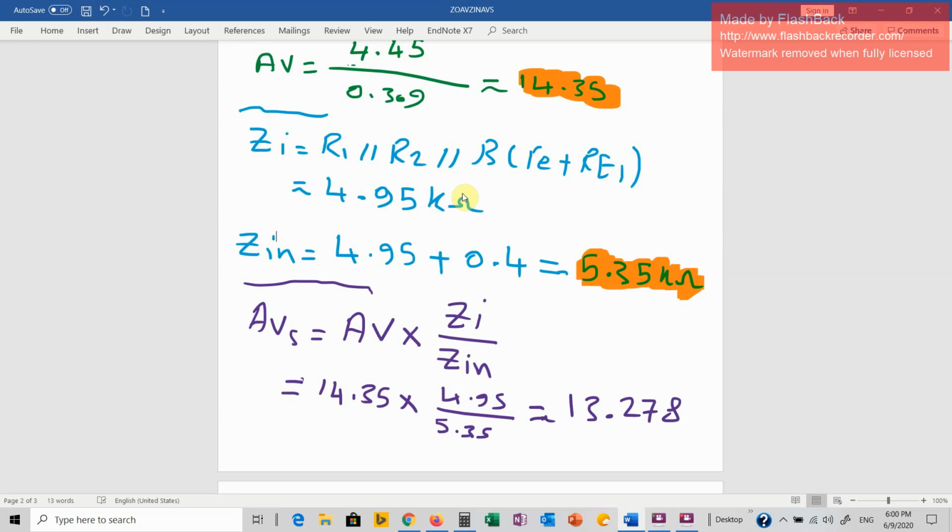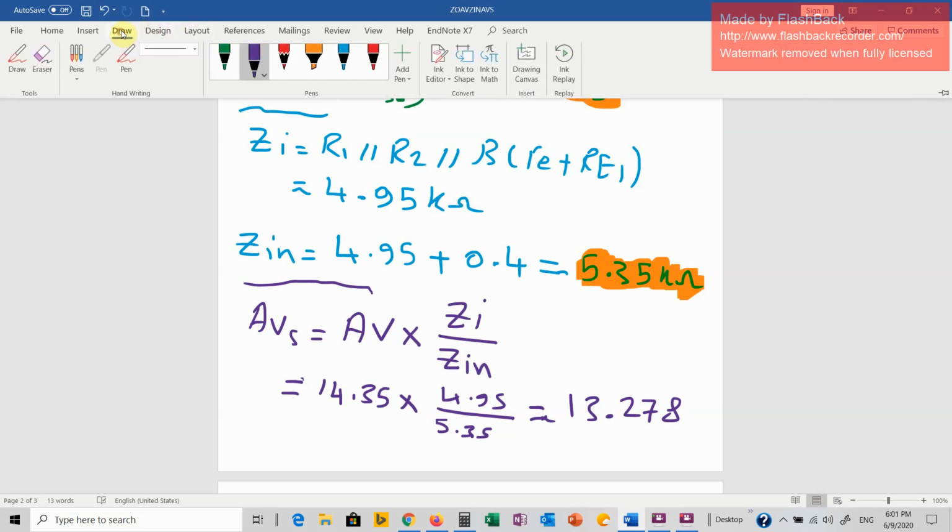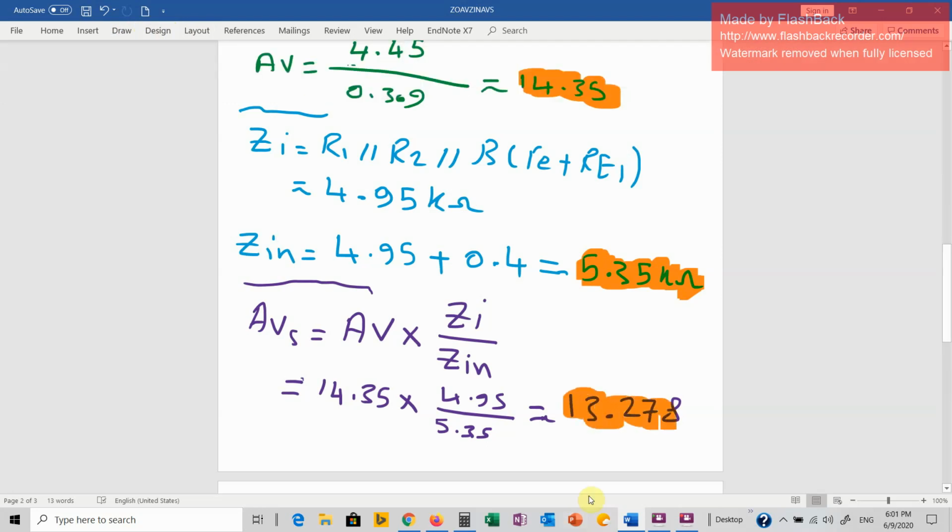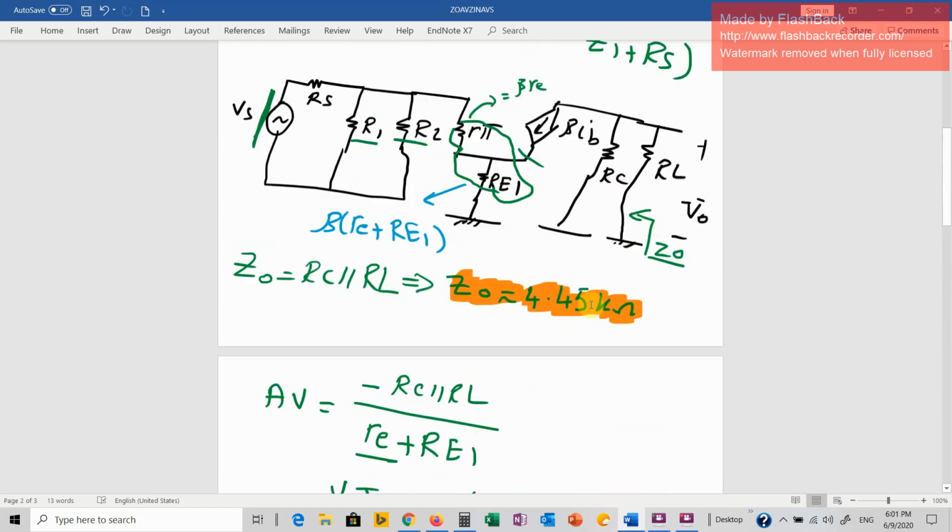And of course AVS is less than AV because, as I told you, Zi is less than Zin, so this ratio must be less than 1, times AV. Usually it is about 90% of AV. It depends of course on how much Rs is. So that's how to find the total gain. AVS is done.